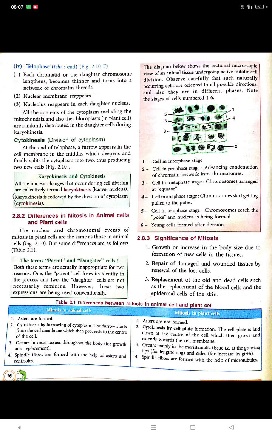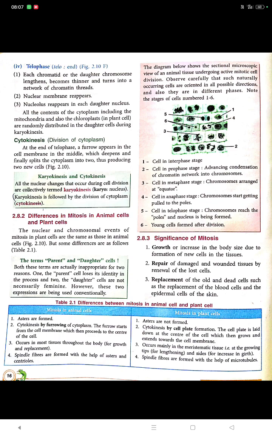In animal cells, the spindle fibers are formed with the help of asters and centrioles. But in plant cells, centrioles and asters are not present. From where do the spindle fibers come? With the help of microtubules.